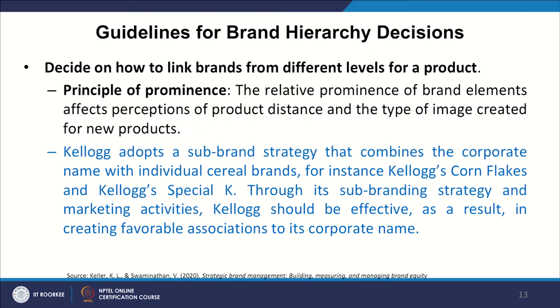That is precisely the point, and that is why we are trying to understand everything in terms of brand architecture. Principle of differentiation is there, and differentiation is the key word which I have been referring to many times. Now, decide on how to link brands for different levels for a product. There is a principle of prominence. The relative prominence of brand elements affects perceptions of product distance and the type of image created for new products.